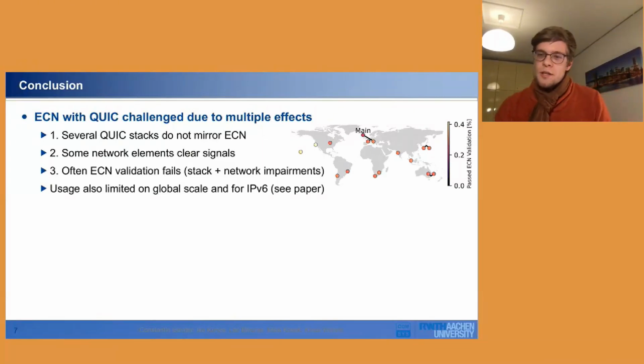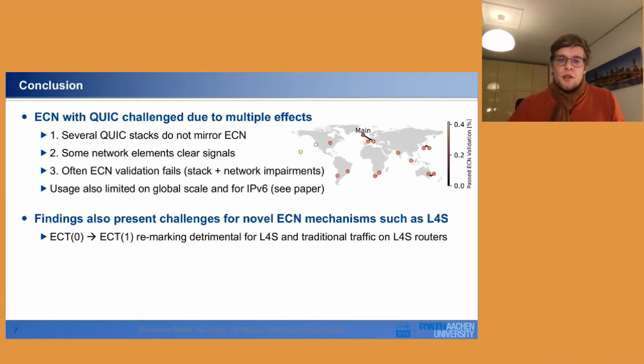However, this is not just interesting for ECN, but these findings also present challenges for novel ECN mechanisms such as L4S. As I already said, a lot of QUIC stacks are already supporting L4S, but L4S can also be used with TCP. And it's very important that the ECT0 and ECT1 signals are not changed. We saw a lot of these ECT0 to ECT1 remarkings on our path, however. And this remarking is detrimental because then traditional and L4S traffic mix up in the same queues. Traditional traffic gets a lot of ECN signals, for example, a lot of congestion experience signals, and the L4S traffic and the traditional traffic mix up in the queues, so we also have higher packet loss here.